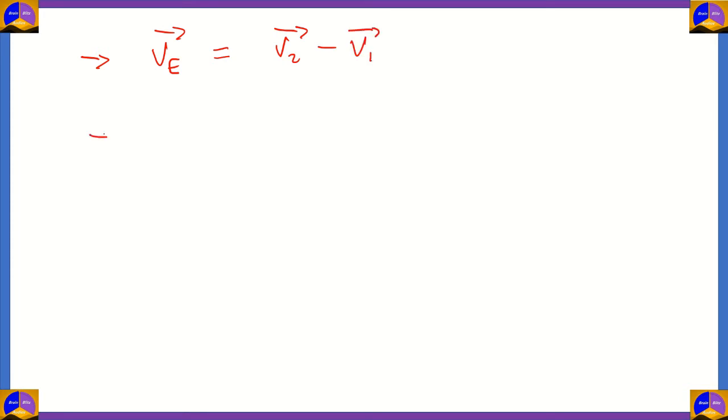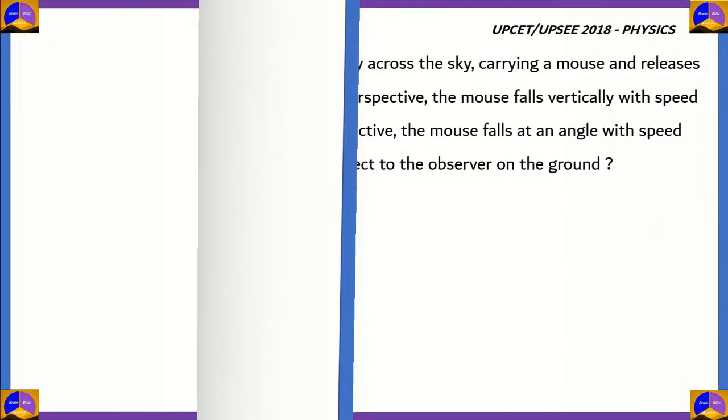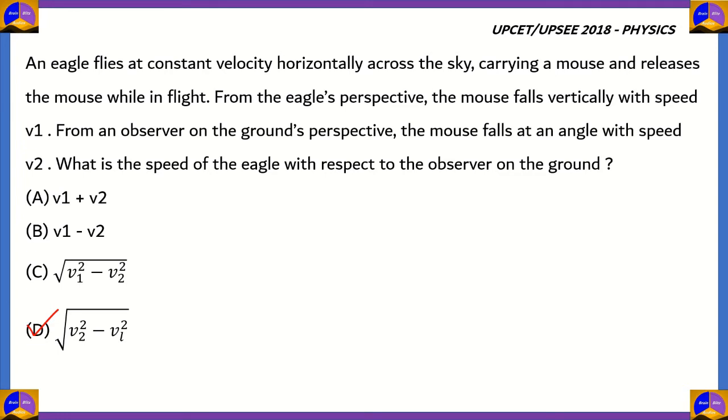So now we need to find the magnitude of this vector. So VE will be equal to the square root of the magnitude of V2 squared minus the magnitude of V1 squared. Therefore, the correct answer to this question will be option D, the square root of V2 squared minus V1 squared.